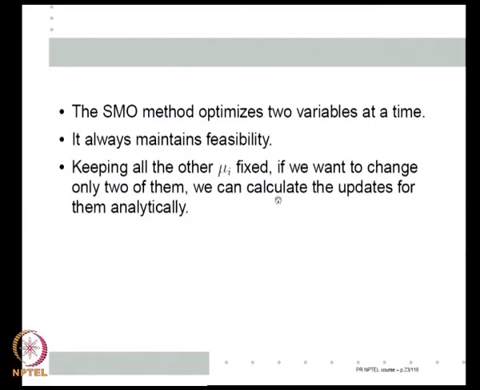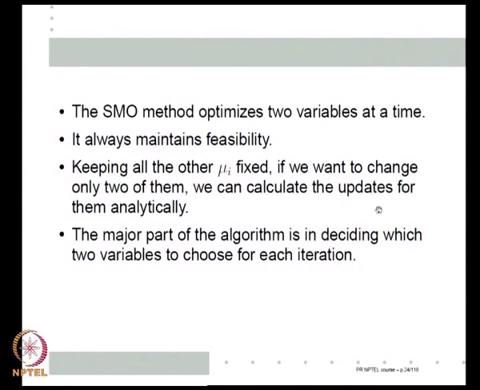So, keeping all the other mu i fixed, if you want to change only 2 of them, we can calculate the updates for them analytically very easily, which means I do not have to spend my time doing numerical optimization. So, I can spend most of my time in deciding which 2 variables to choose at each iteration. Now, I have separate optimality conditions to be satisfied by them. So, I know which variables are not satisfying optimality right now. Out of them I can choose 2 based on some heuristics.